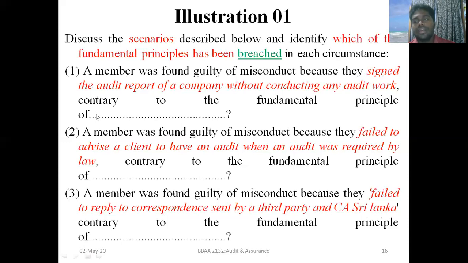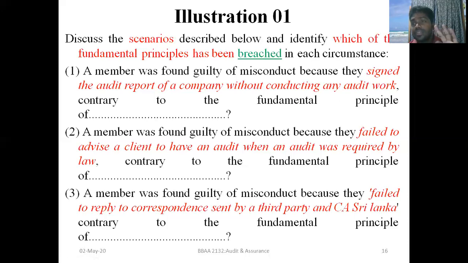So which principle is violated or breached here? There are 5 principles: objectivity, integrity, professional competence and due care, professional behavior, and confidentiality. So one by one you can eliminate. Confidentiality says something about disclosing client information to third parties. Here it is not related, so you can eliminate confidentiality. Another one, professional competence and due care. That is something different. That says the member should update their knowledge. So you can eliminate that also.